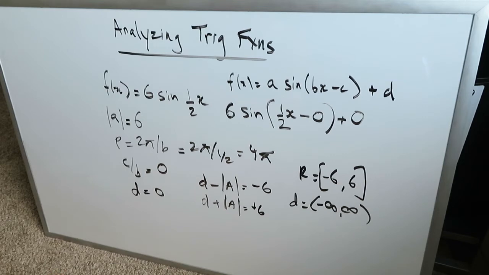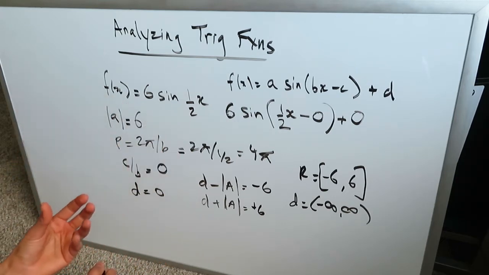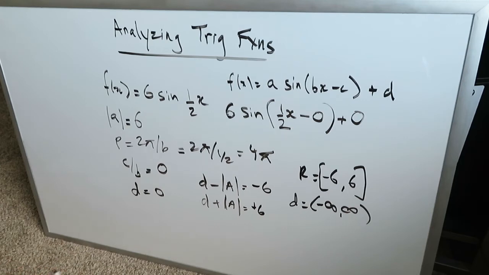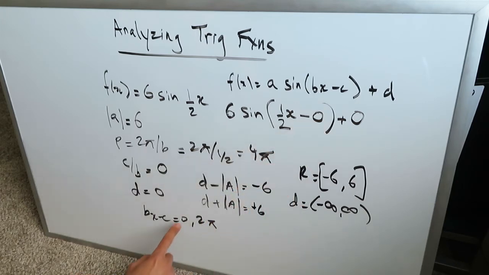The last thing we want to do is determine the interval. Remember I mentioned the interval as representing the start of the wave and the end of that wave. Well, there's a specific way of doing that, and the way is this. You do bx minus c is equal to 0 and bx minus c is equal to 2 pi. Bx minus c is nothing too confusing. It represents what is right over here. Half x minus 0 equals 0. Half x minus 0 equals 2 pi. All you have to do is solve for that x.